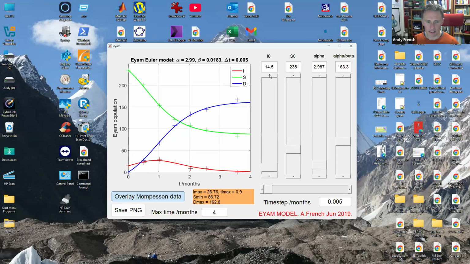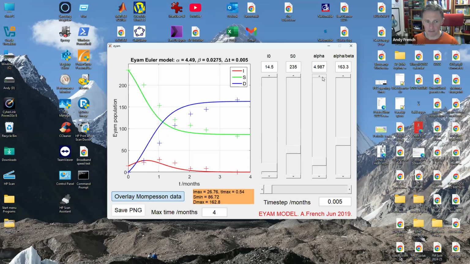I think I might need to reset that. Oh, that's not too bad. Now, if I change the alpha and the beta parameters, you can see how the curves dance. So if I make alpha, which is the rate of change of the dead, bigger, the blue curve gets much steeper. And you'll find the red curve then drops off more.